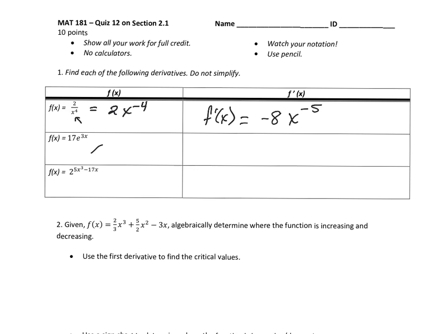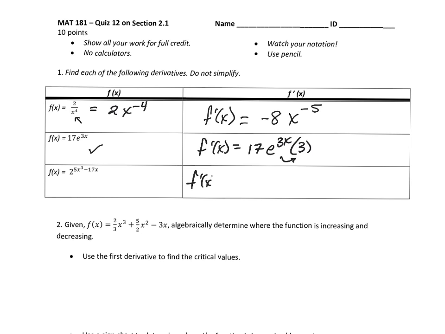For this guy, he looks good as he is. You don't need to simplify him at all. And so his derivative, 17 comes along for the ride. E to the 3x. Chain rule out the derivative of the 3. Yes, you can multiply that by the 17 if you want to, or leave it like it is.